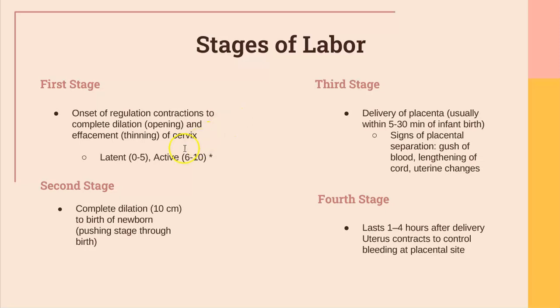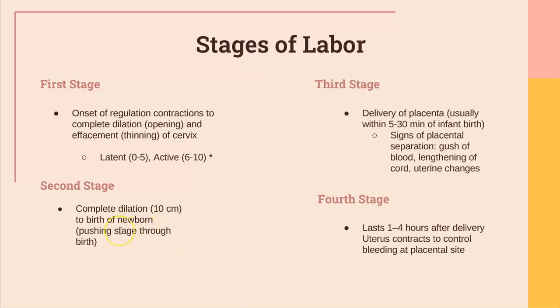In general, the first stage is the onset of regular contractions to complete dilation or opening and effacement of the cervix. There are 2 phases. Latent is 0 centimeters to 5. You can walk around at 3 centimeters, at 4 centimeters. It just depends on your body. Once you get to active labor, they call that now 6 centimeters. Usually the active portion of labor lasts a much shorter period of time than the latent phase. Again, you can be 2 to 3 centimeters walking around, going to school, going to work. Once you hit active labor, most of the time, you're really going to start moving things along.